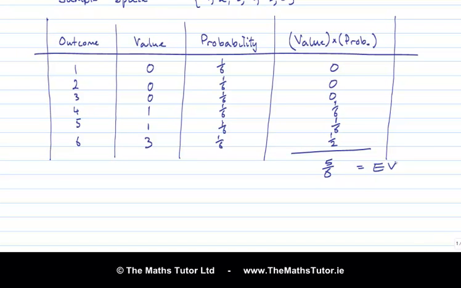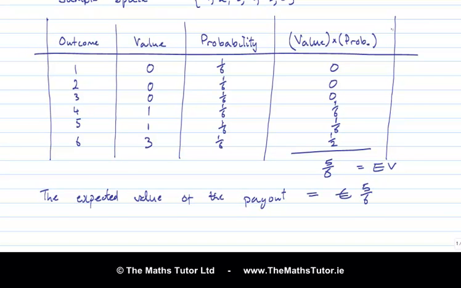So what this means is the expected value of the payout in this game is 5/6 of €1. In other words, in the long run, if we play this game many, many times, on average, our payout will be 5/6 of €1 in each game.